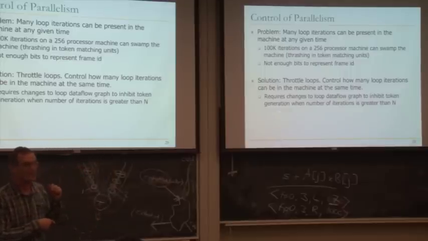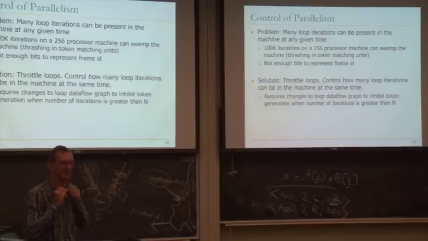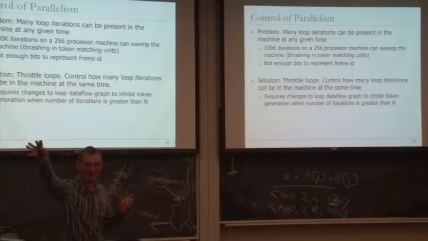You need to have some changes to the data flow graph to inhibit token generation if the number of iterations is greater than n. Basically, it's a dynamic check. How many iterations are already in the machine? When an iteration starts execution, you increment that. When an iteration finishes execution, you decrement that, and you compare that to some value. And that value can be dynamically determined by some other data flow graph node based on resource availability.